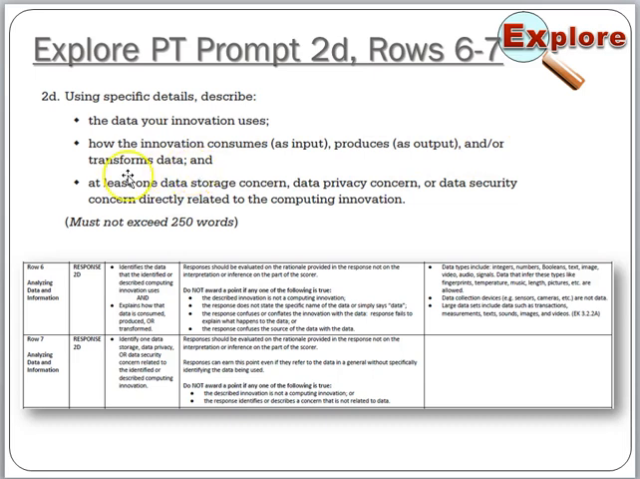The third thing that you have to do is talk about a storage concern, privacy concern, or security concern. So what is an issue that people may have, a fear that people may have, a security risk associated with this, something that may happen. Most of these would be a negative or a worst case scenario from the use of the innovation. Now, this is broken down in 2 rows on the rubric. So bullets 1 and 2 are row 6. This 3rd bullet about the security, storage, and privacy concern is row 7.